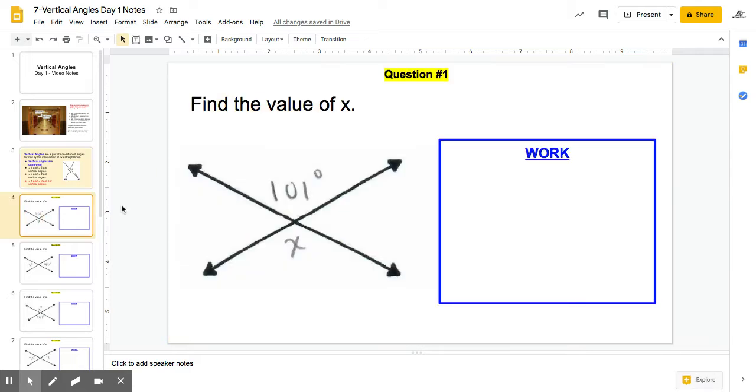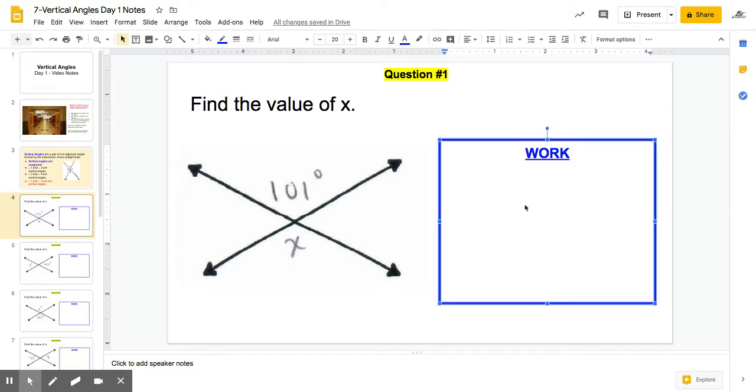Okay, so we're going to do some examples of finding the values of missing angles using the fact that vertical angles are equal to each other. So if we look at question 1 here, I have two lines that are intersecting. I have an angle that's labeled 101, and I have an angle that's labeled X. This 101 degree angle and angle X are vertical angles, which means they're equal to each other. So angle X is also going to equal 101 degrees. I don't even have to do any math there because vertical angles are equal to each other. So angle X has to equal 101 degrees.